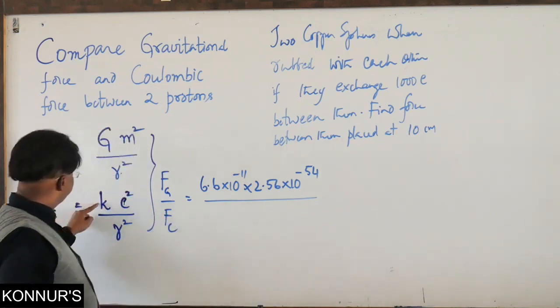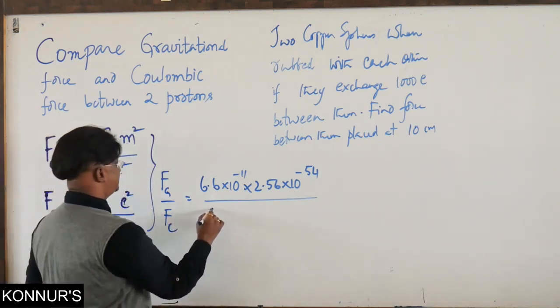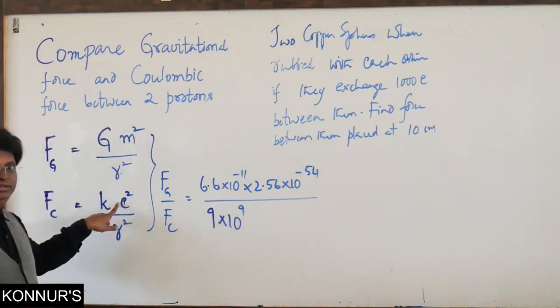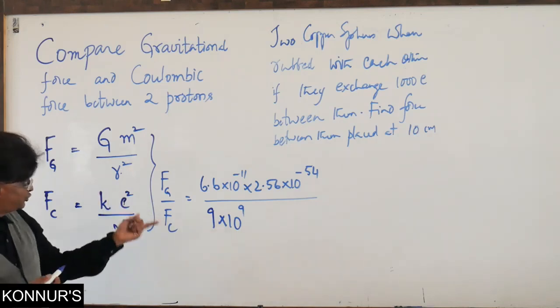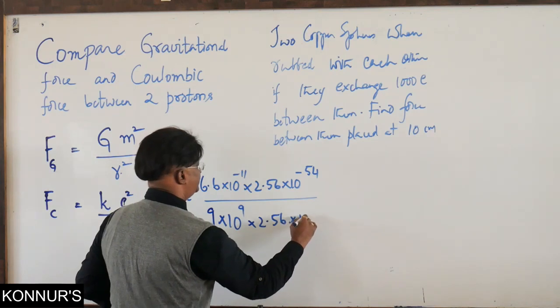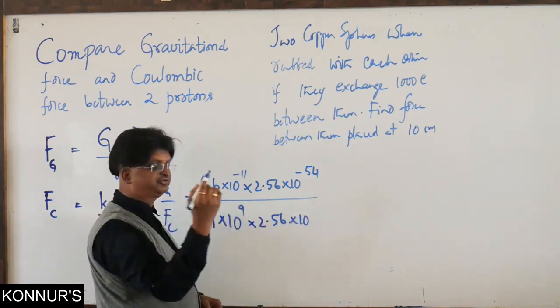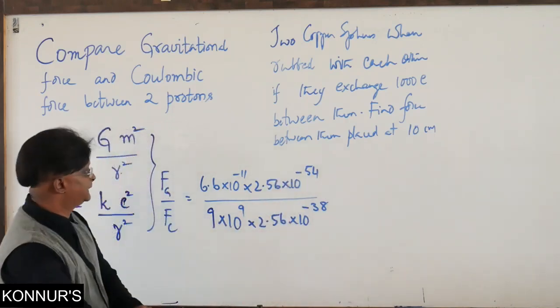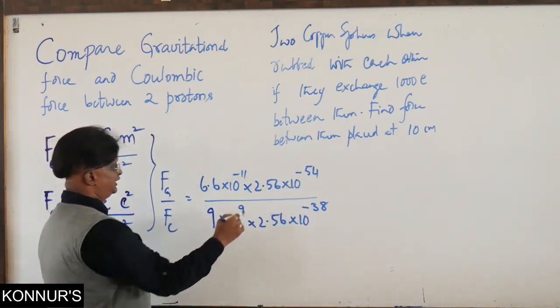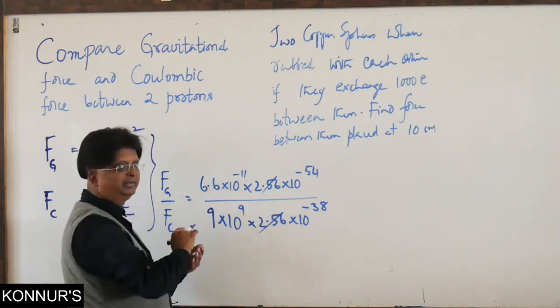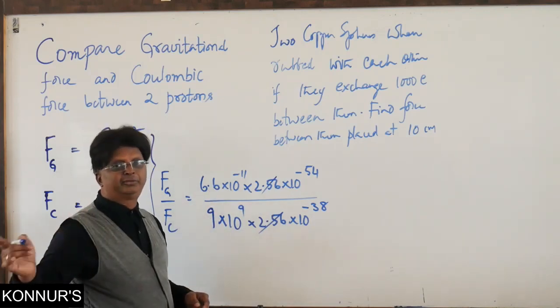And what about this k value? K value only we have given, right? 9 into 10 raised 9. What is e? Again, charge of the electron 1.6 into 10 raised minus 19, and it is squared. Therefore, again it is 2.56 into 10 raised minus 19 square, means minus 38 orders you will get. See, this is what finally you are getting. 2.56 gets cancelled. 6.6 by 9 you will get some decimal points.